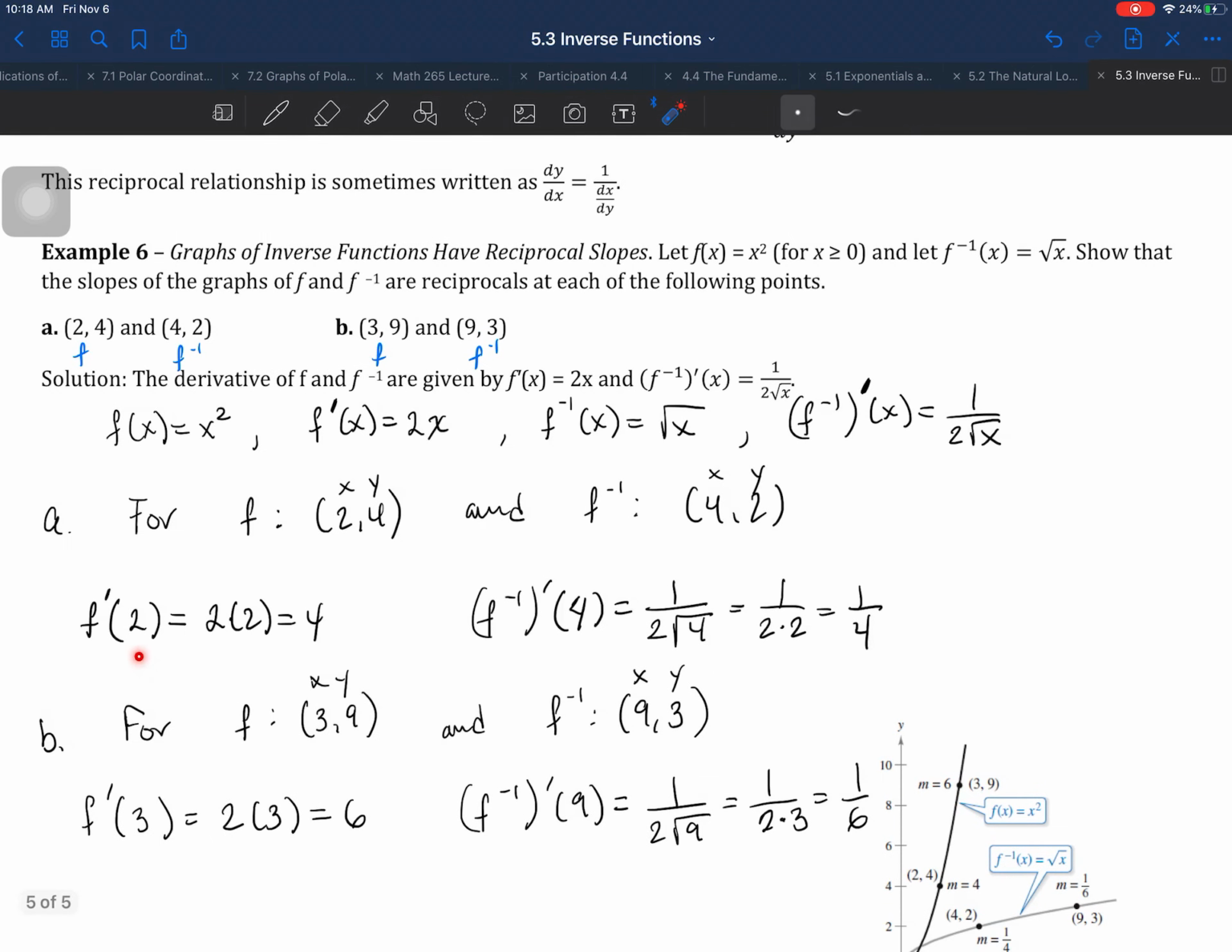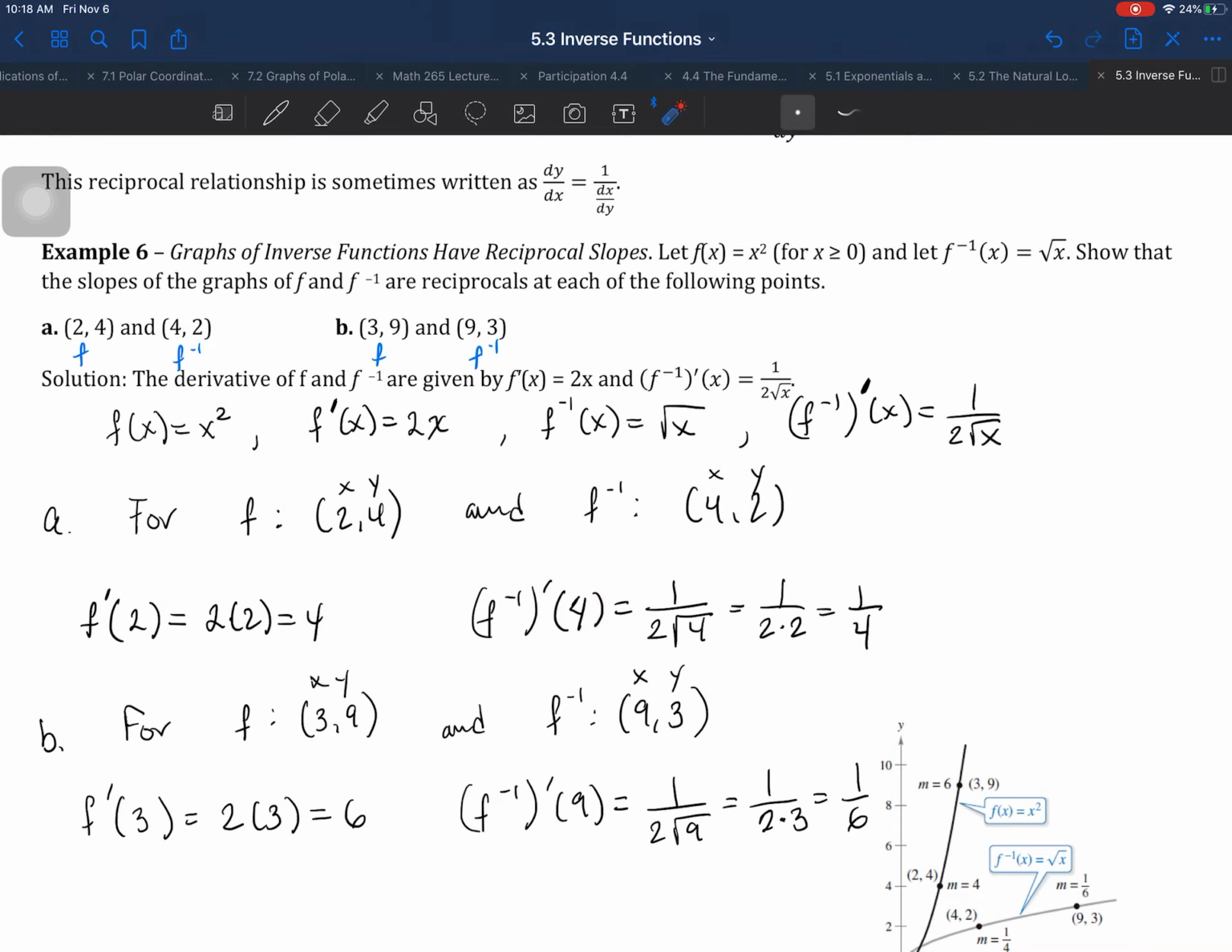Let's find out what f prime of 2 is. f prime of 2 is going to be 4, right? So at 2, the derivative is 4. Well, since these are corresponding to each other, what about the derivative of f inverse at 4? Well, what we see here is that this is 1/4. So is that coincidence? No, that's not coincidence. They are actually going to be reciprocals of each other. Now, please note that this was done at x equals 2, and this is done at x equals 4.